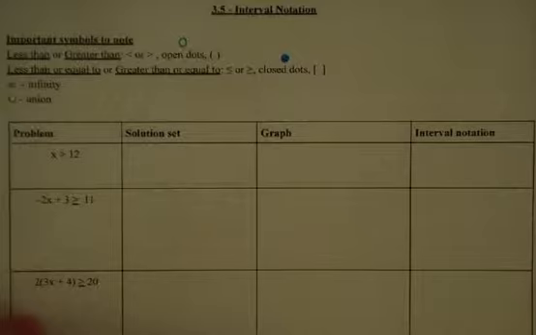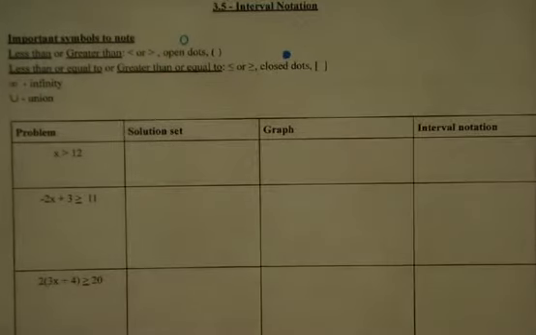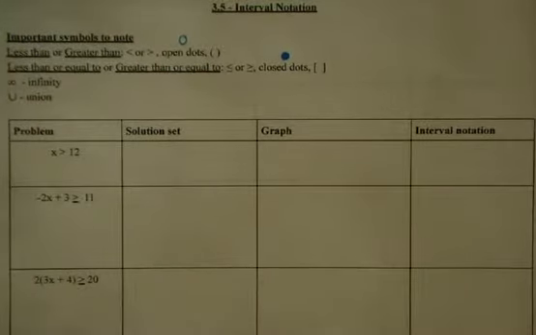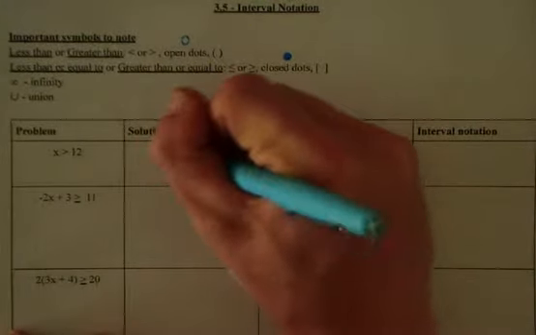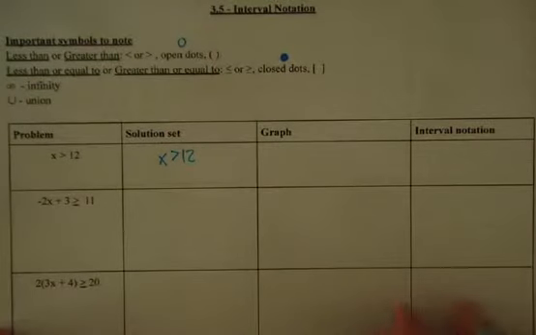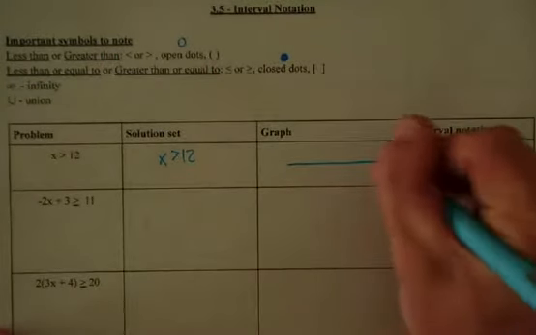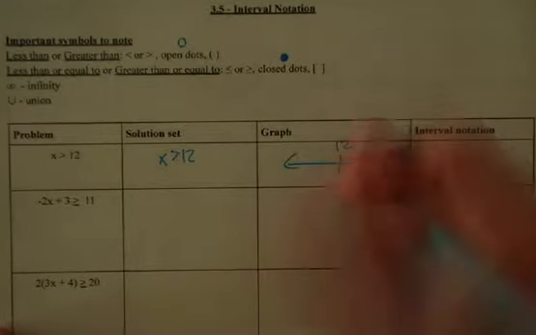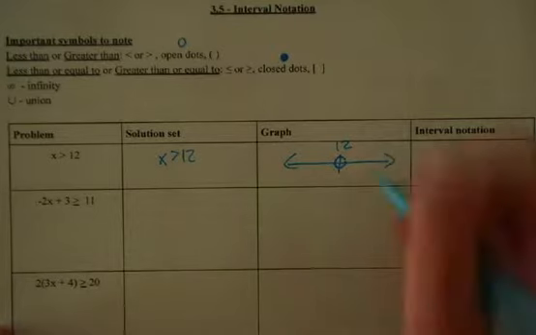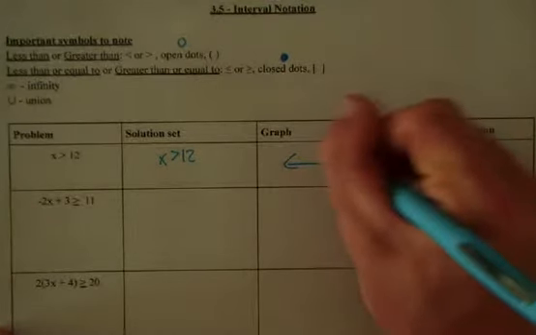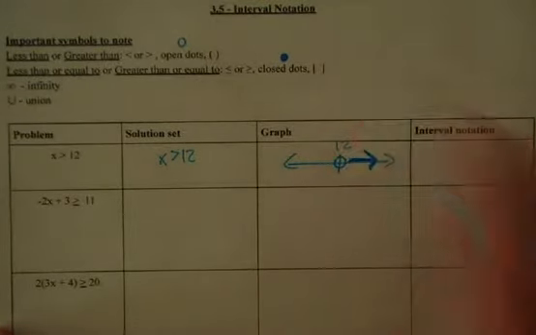So let's figure out what this looks like in practice. We have a problem here where it's already solved. It just says x is greater than 12. So what's our solution set? Our solution set is just x greater than 12. We didn't have to do any solving there. What does the graph look like? We can put 12 in. It's greater than, so that means an open circle, an open dot. Greater than goes to the right, so it looks like that.